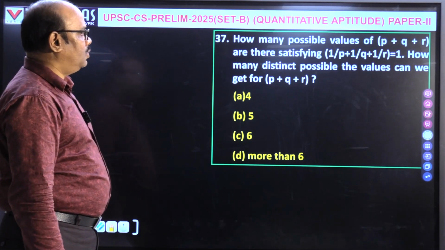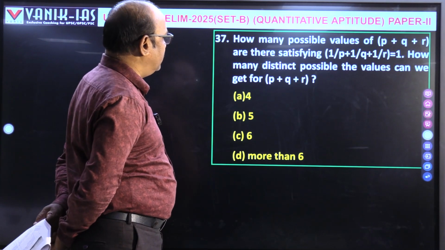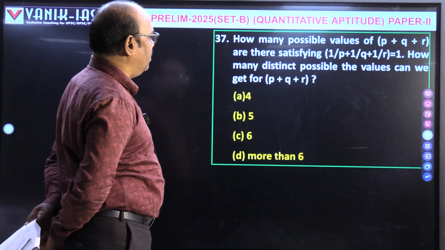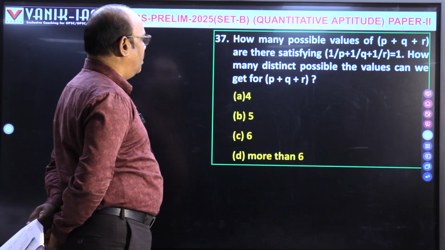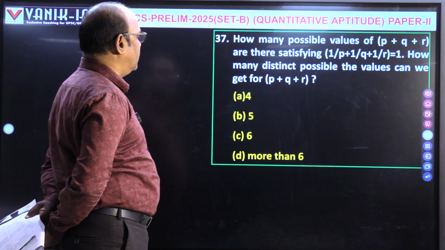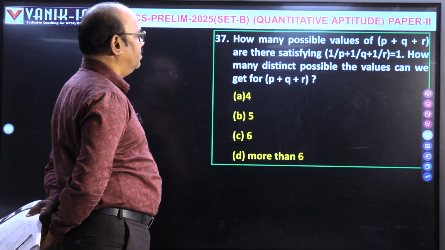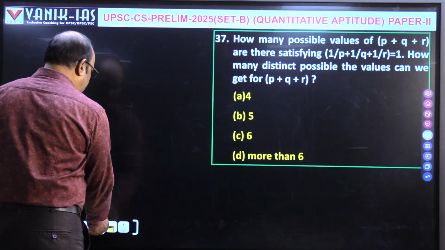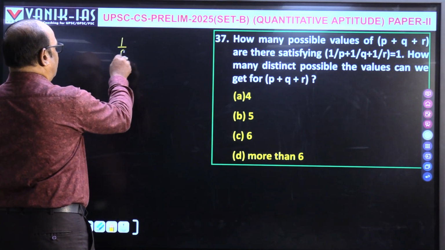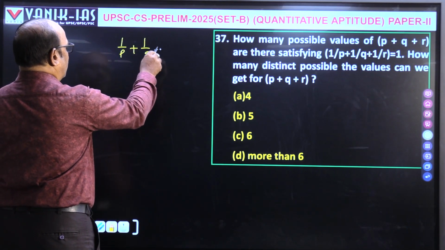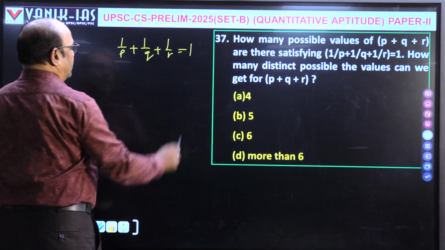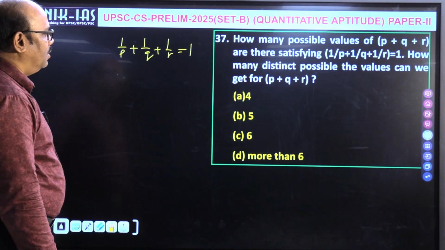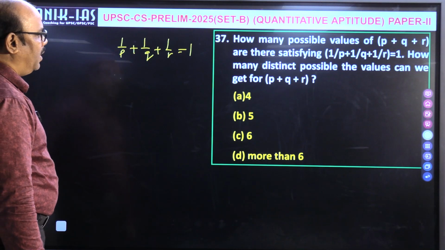How many possible values of P plus Q plus R are there satisfying 1 by P plus 1 by Q plus 1 by R equal to 1? How many distinct values can we get for P plus Q plus R? That is equal to 1. So if 1 by P plus 1 by Q plus 1 by R is 1, how many distinct possible values can we get?